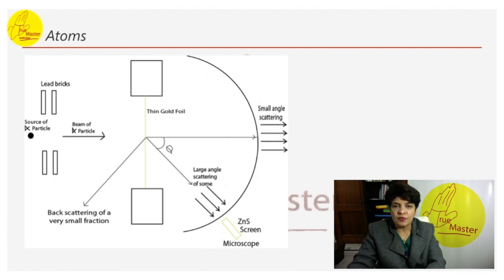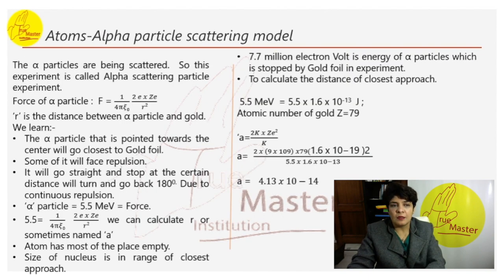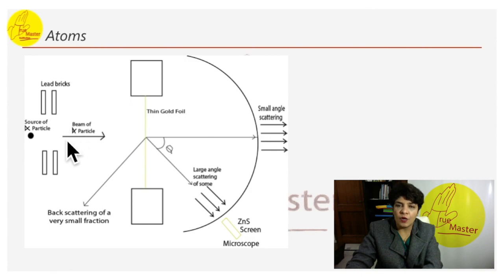So what are the observations that we find? The observations are that the alpha particles are being scattered. This experiment is called the alpha particle scattering experiment. The alpha particle that is pointed towards the center will go closest to the gold foil. So the one that goes closest to the gold foil is going to actually strike the center. That is why it is being sent back.